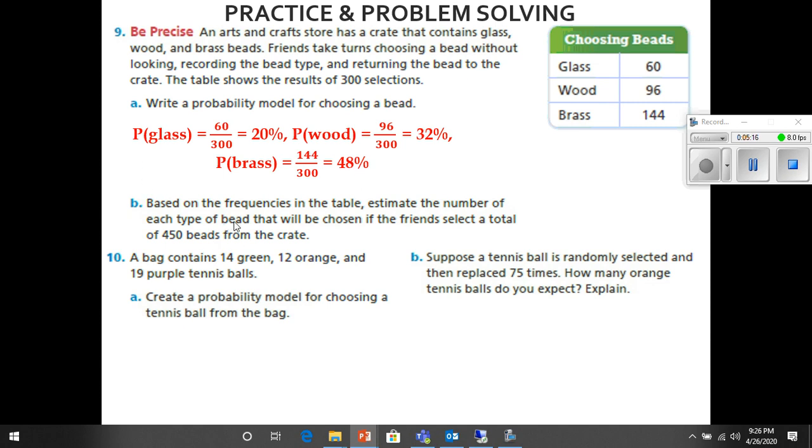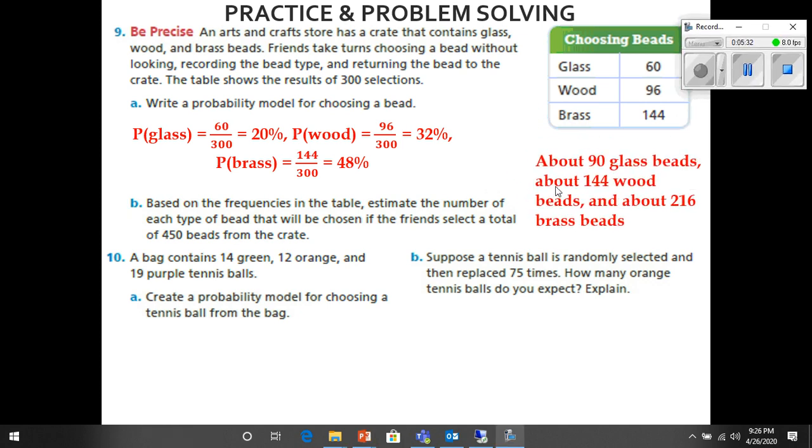Now, based on the frequency in the table, estimate the number of each type of bead that will be chosen if the friends select a total of 450 beads from the crate. Well, about 90 glass beads, about 144 wood beads, and about 216 brass beads.